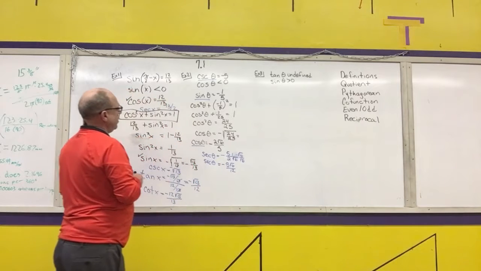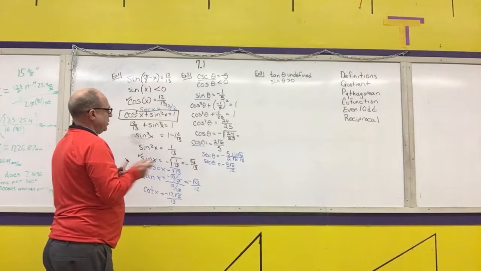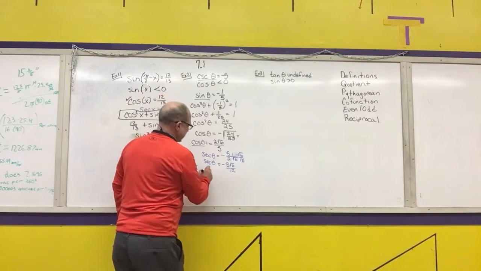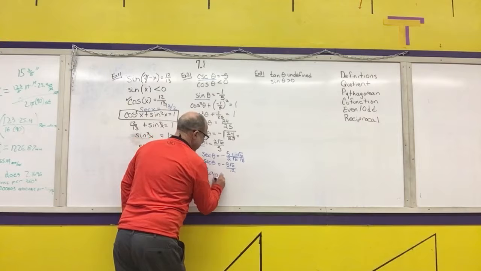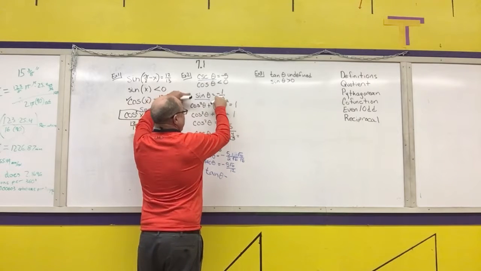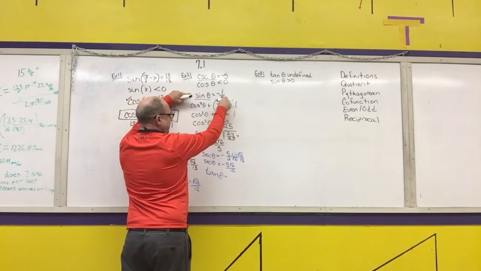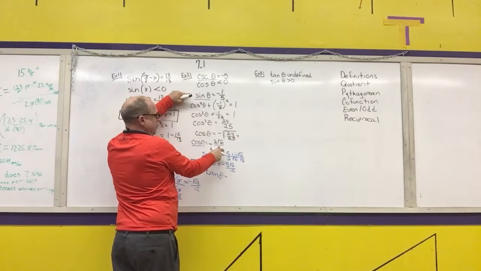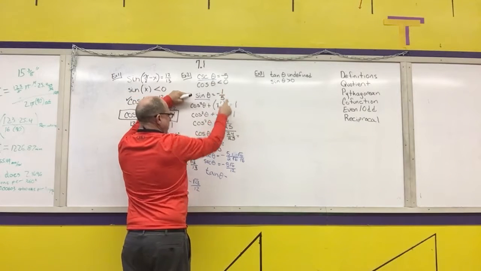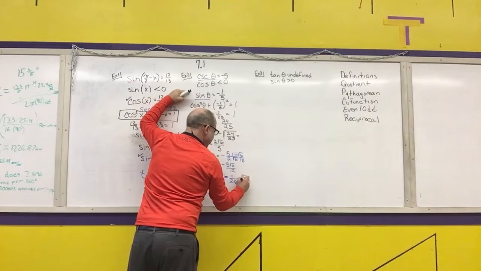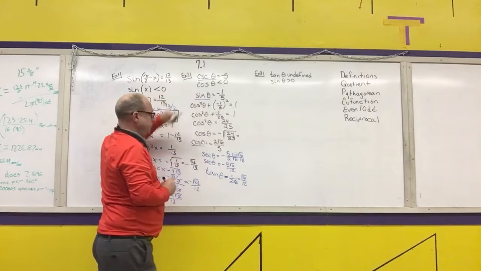And my last two, again, are going to be tangent and cotangent. Tangent is sine over cosine, and let's just do a quick little analysis here. I have a negative and a negative. Those are going to cancel to become a positive. I have a 5 and a 5. Those are going to cancel and become 1. So I'm going to end up with 1 over 2 root 6, which is the square root of 6 over 12.